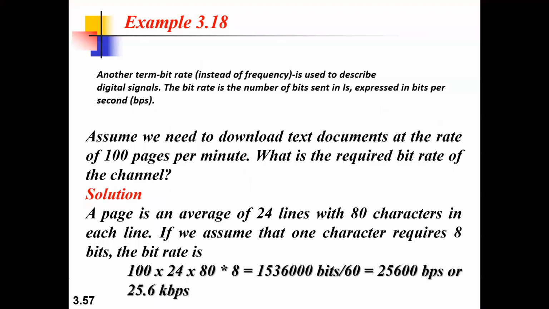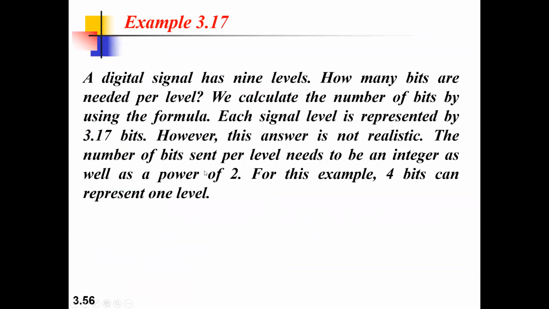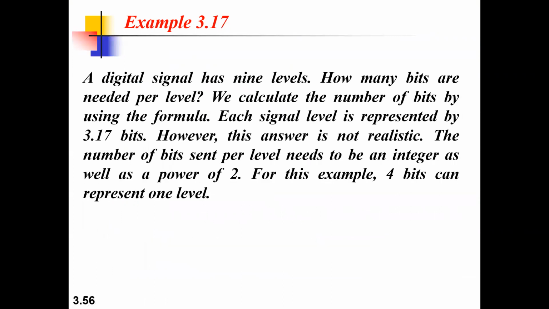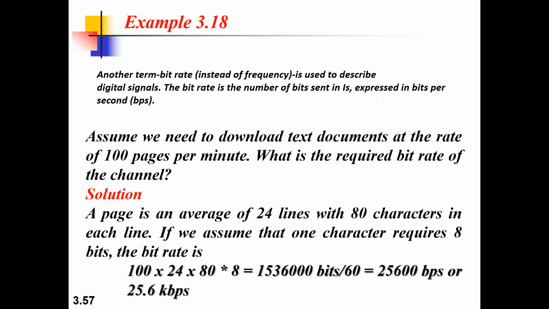Okay, moving further, here it says another term, bit rate, instead of frequency, is used to describe digital signals. The bit rate is the number of bits sent in 1 second, expressed in bits per second. Sometimes they call it frequency and sometimes bit rate. Frequency is used with analog signals, and bit rate is used with digital signals.